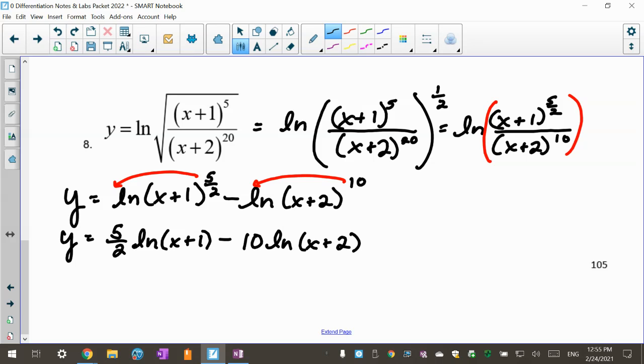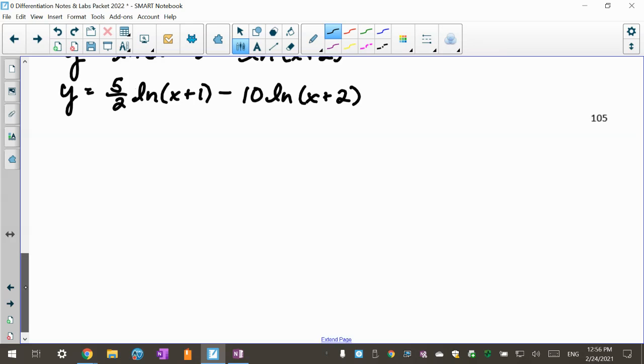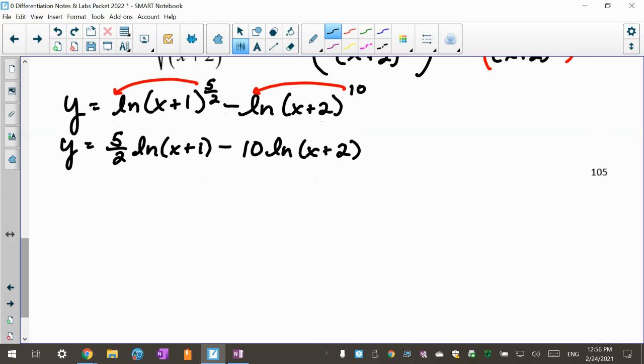So really all I did, starting from here to across, was first of all simplify this with our exponents and power to the power. Then I used log rules to separate it or expand it. Then I brought down the exponent. So now I've written it in a different way where I have y equals 5/2 natural log of x plus 1 minus 10 natural log of x plus 2. Now that it's this way, I can start doing the derivative. And so the derivative is going to be y prime. So right here is where I start the derivative.